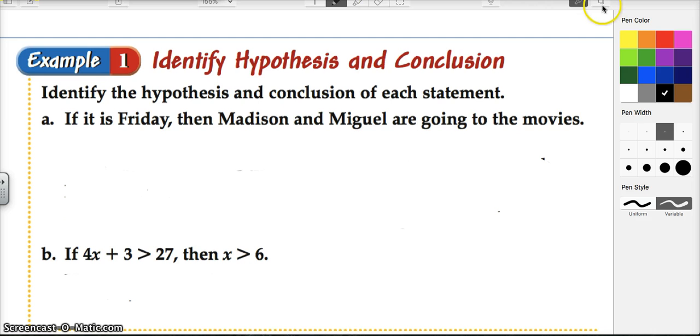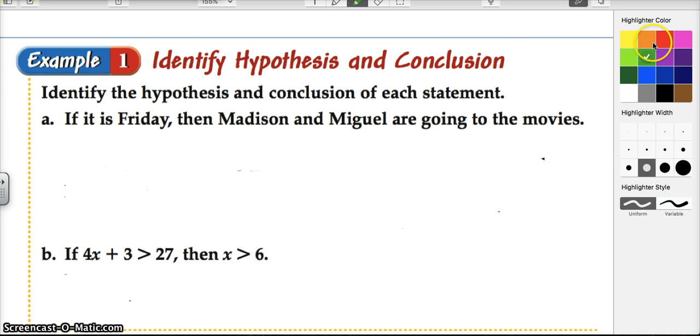So here we go in example 1. We're going to be identifying the hypothesis and the conclusion in each of the following statements. So identify the hypothesis and conclusion. If it is Friday, then Madison and Miguel are going to the movies. Hypothesis, it is Friday.